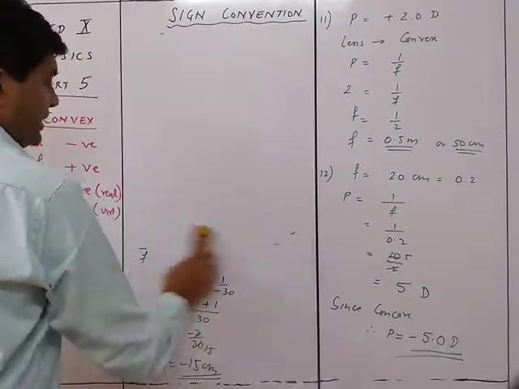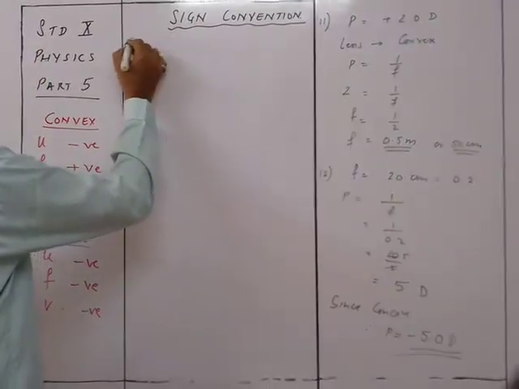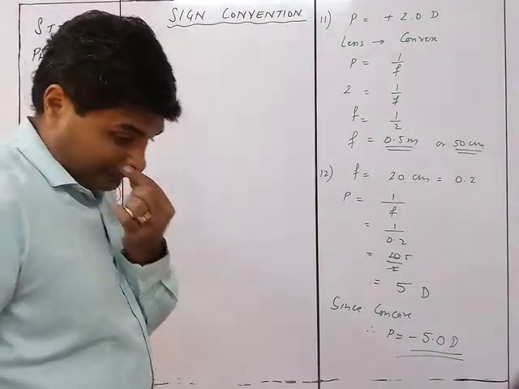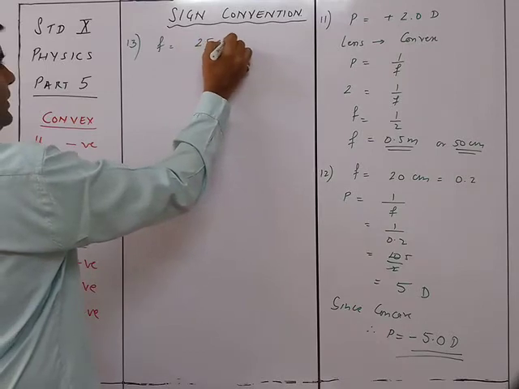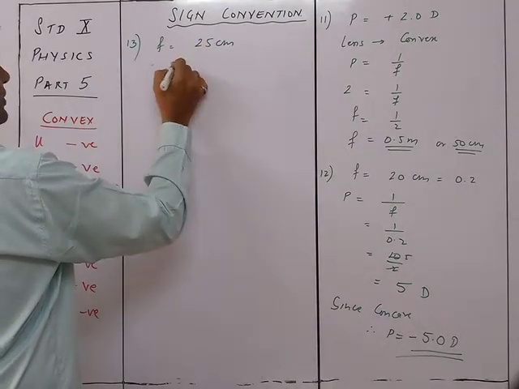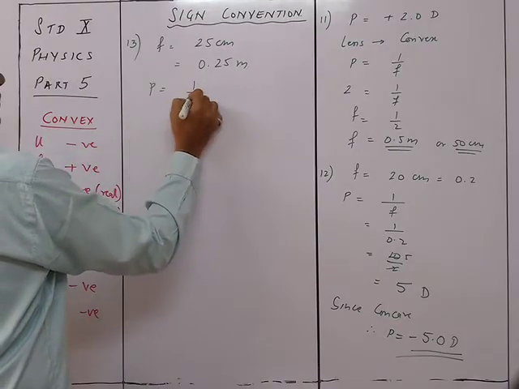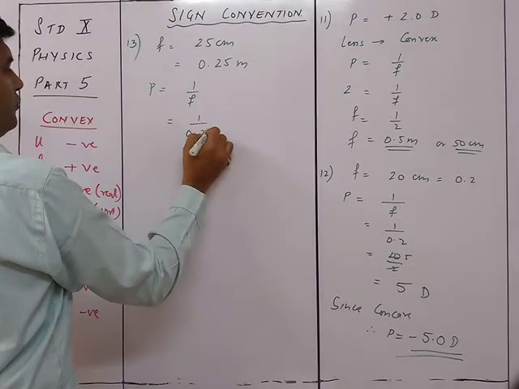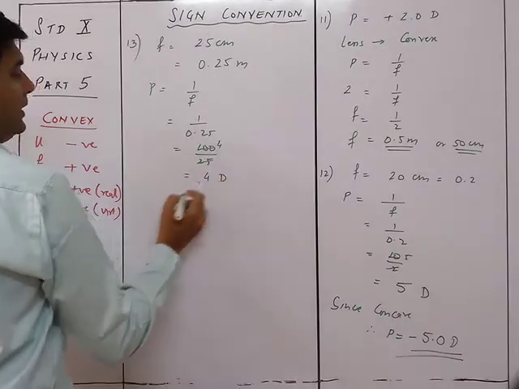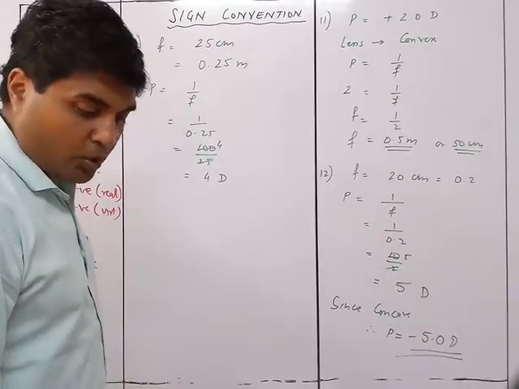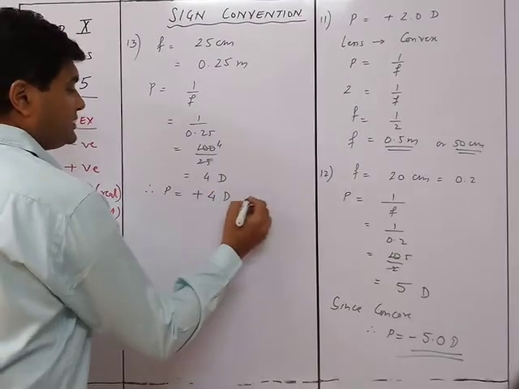We move on to sum number 13. The focal length of a convex lens is 25. So it's given F is equal to 25 centimeters, or 0.25 meters. P is equal to 1 upon F, which is 1 upon 0.25, equal to 100 upon 25, equal to 4. So that's 4D. Now what is the kind of lens given to you? It is convex. Therefore P is equal to plus 4D since it is convex.